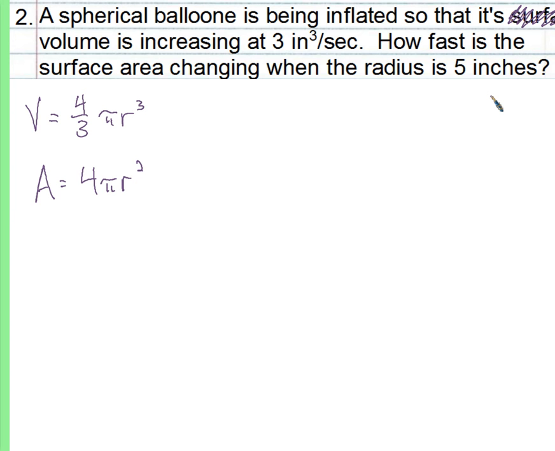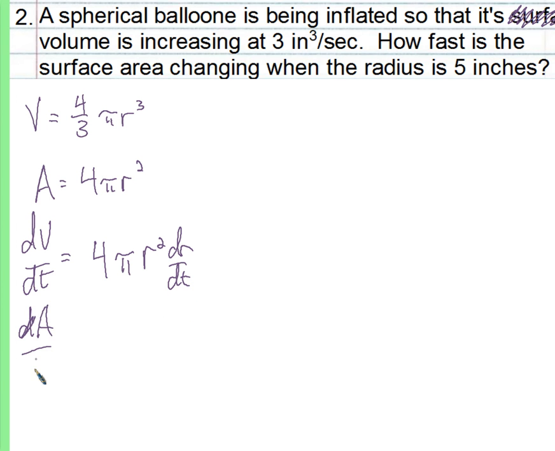Just for good measure, let's take the derivative of both of these functions, right? These are probably going to be useful, and their derivatives are probably going to be useful. So we'll just list them all. We get dV/dt equals what? 4 pi r squared dr/dt. And dA/dt equals 8 pi r dr/dt.